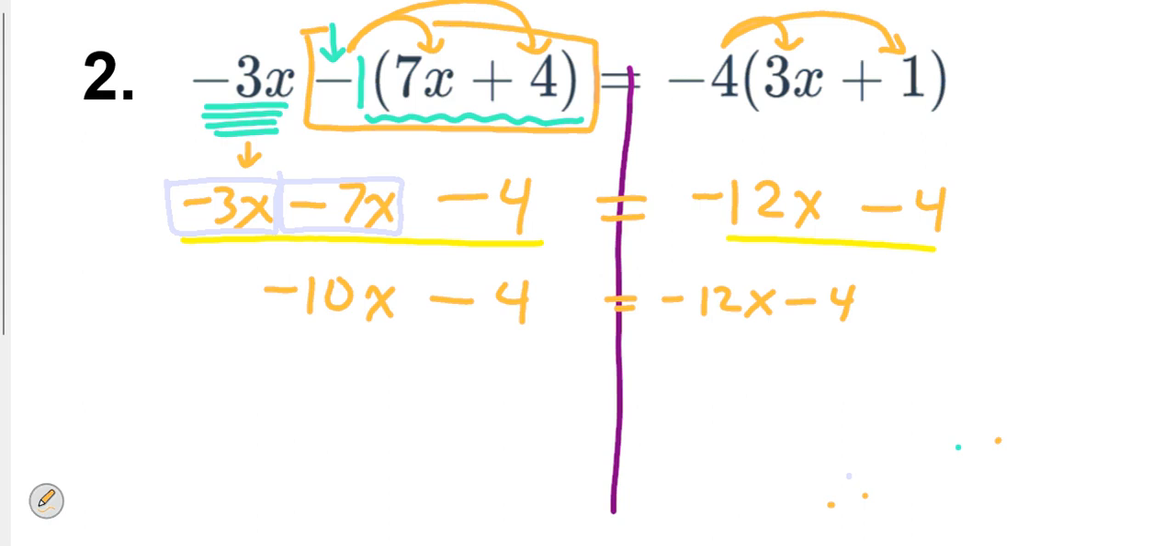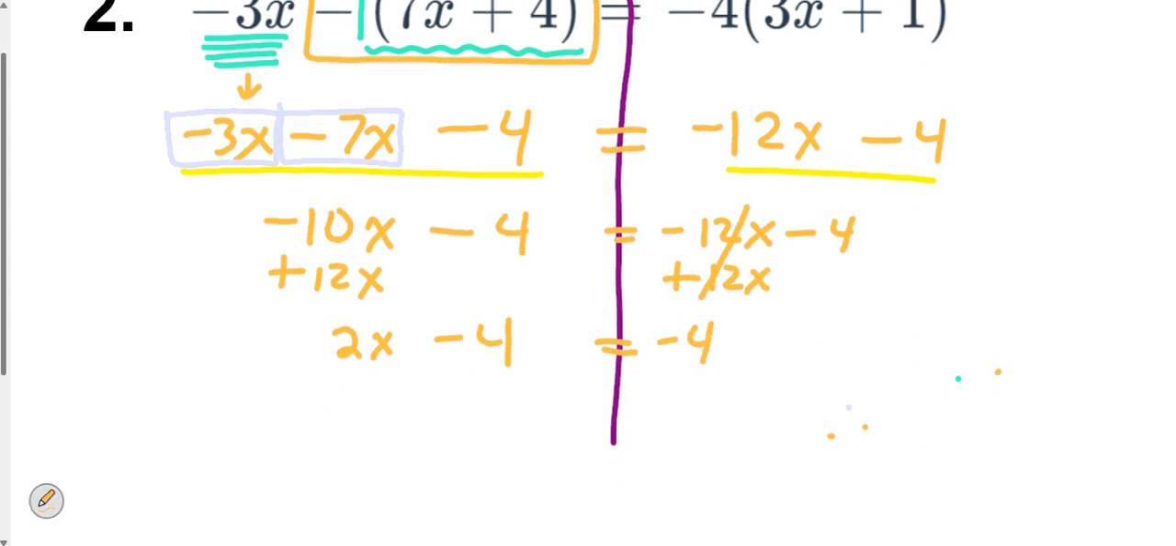Now we've got a 3-step. And so we know how to do 3 steps, right? I'm going to want to move my negative 12x. We do that by adding 12x to this side and adding 12x to this side. So we've got negative 10 plus 12, so that's going to be a 2x. And then these go away, we got a negative 4. All right, 2-step, we know what to do, right? So we're going to go ahead and add 4 to both sides, and something really weird happens.